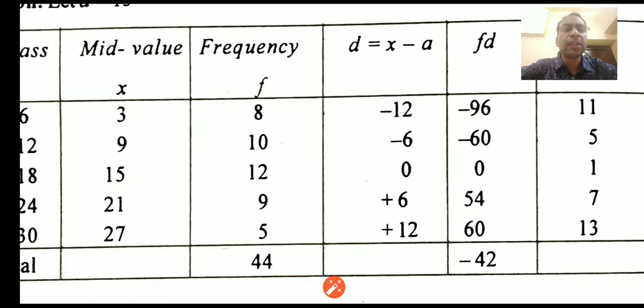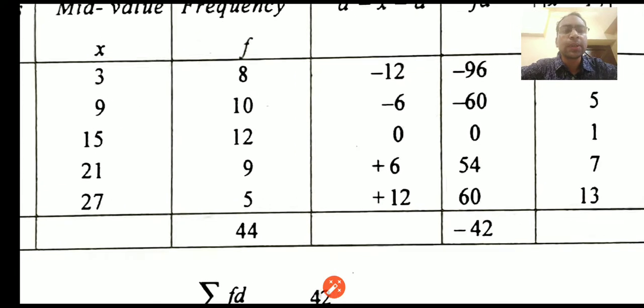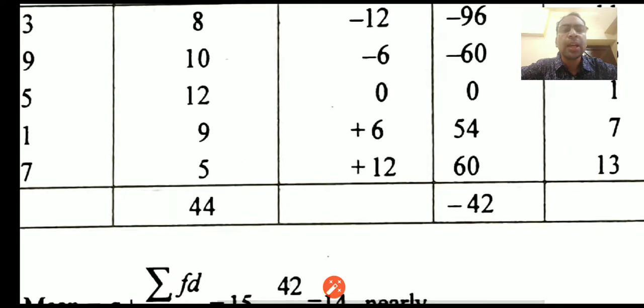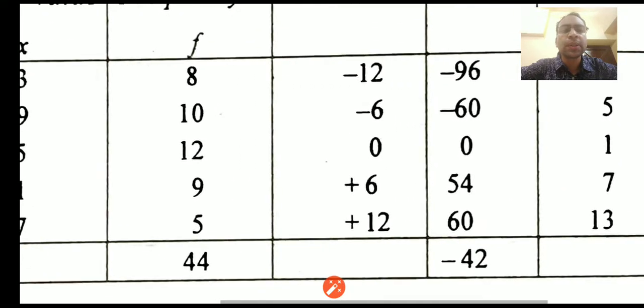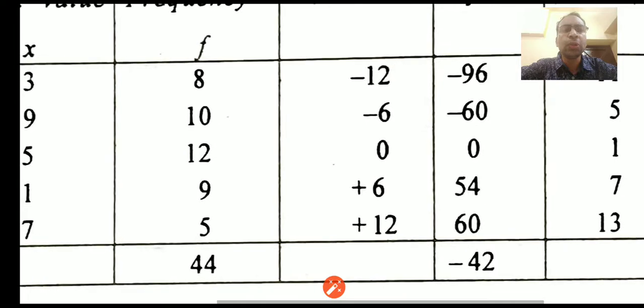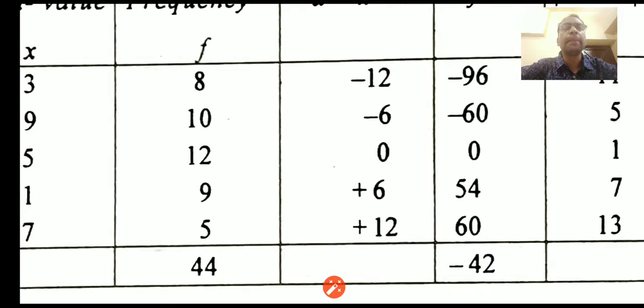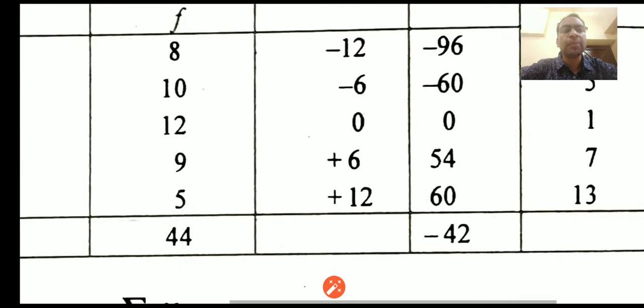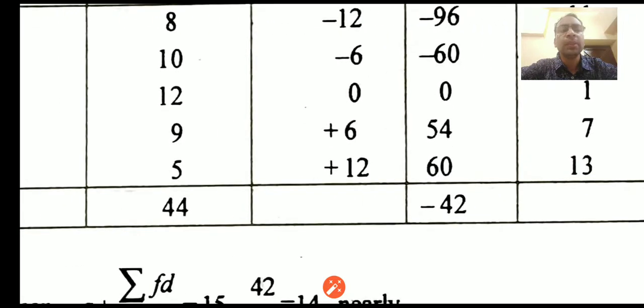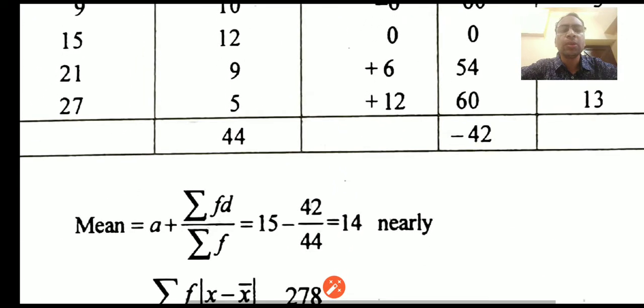Then we'll have the sigma of two columns. One for the fd column, this is minus 42, and one for the f column, this is 44. So why are we doing this? Because we need to calculate the mean first. So first we'll calculate the mean, then we'll calculate the mean deviation. So let's see how the mean is calculated.